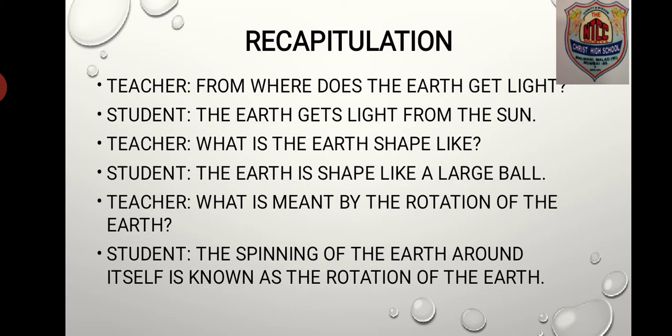Recapitulation. From where does the earth get light? So now in the previous slide I have told you the earth gets light from the sun. Next question. What is the earth shaped like? Now students, come on, tell the answer. The earth is shaped like a large ball. What is meant by the rotation of the earth? The spinning of the earth around itself is known as the rotation of the earth. Very good, children.